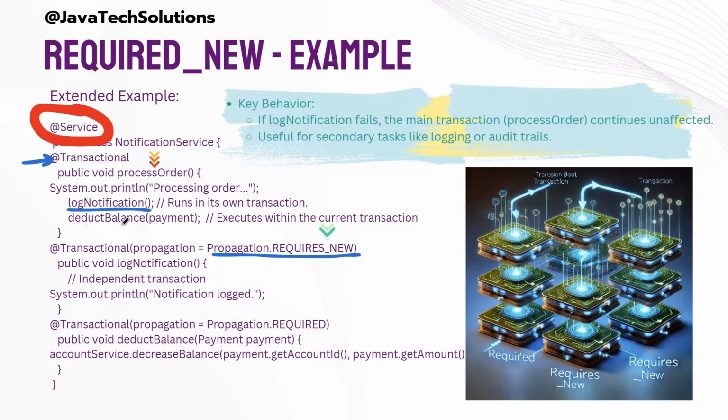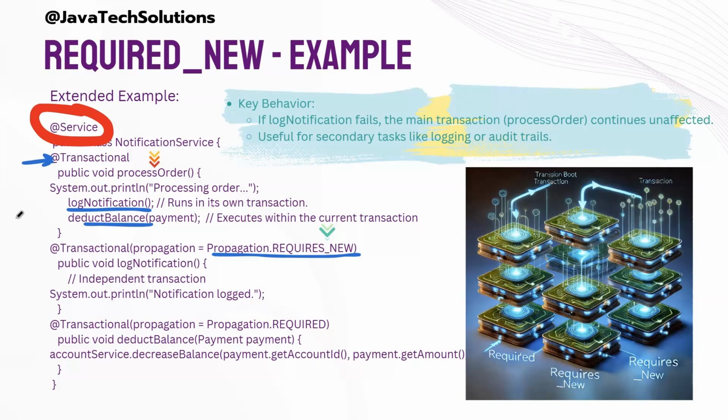Whereas this deduct balance is REQUIRED, meaning it will join this transaction, right? So here it will create its own transaction, meaning if somehow the log notification fails, the main transaction, this process order, continues unaffected, right? So that's why the log notification will still continue even if it fails. This is useful for secondary tasks like logging or audit logging.